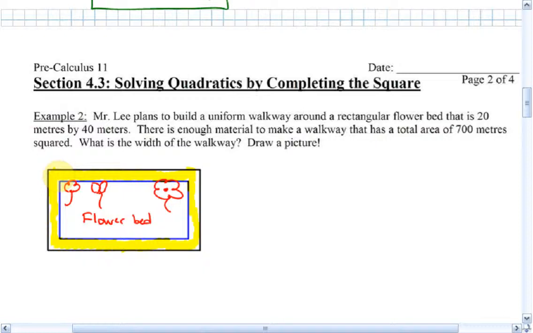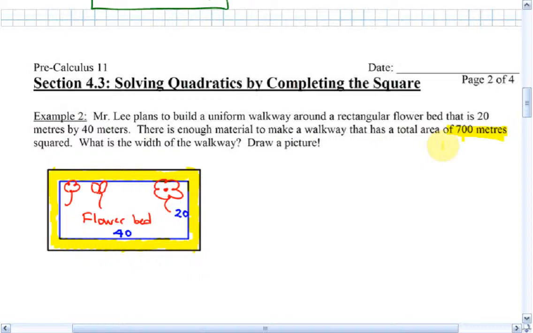Now, what does it say here? The rectangular flower bed is 20 meters by 40 meters. So the distance here is 20. The distance down here is 40. Yeah, the actual flower bed itself. Now it says there is enough material to make a walkway that has a total area of 700 meters squared. So the stuff highlighted in yellow that I will use as my walkway has an area of 700.